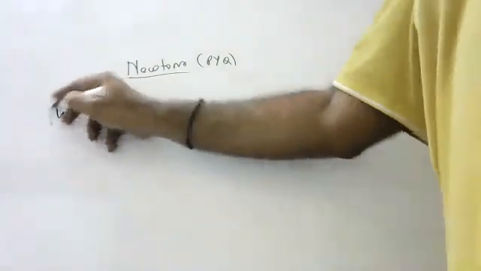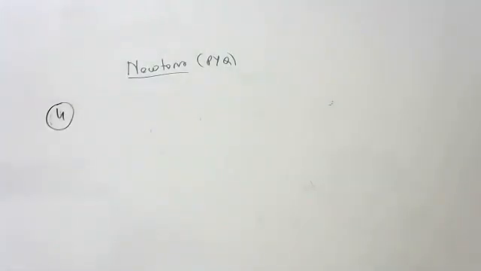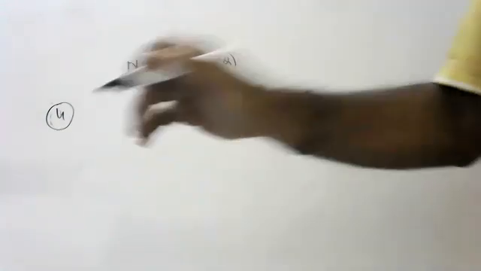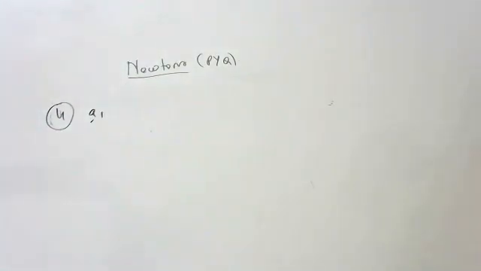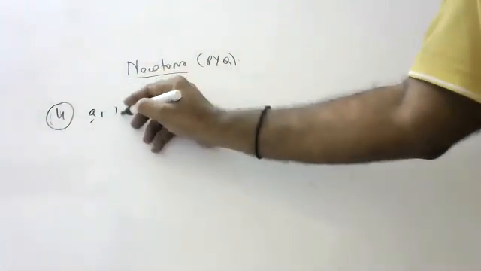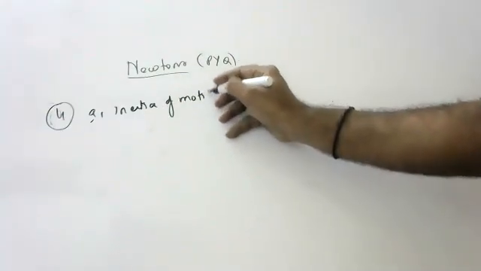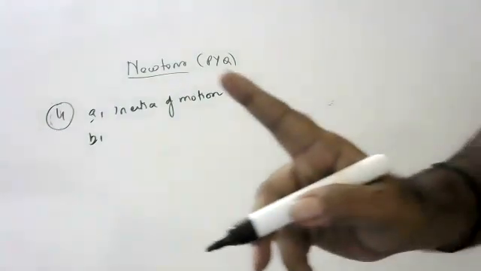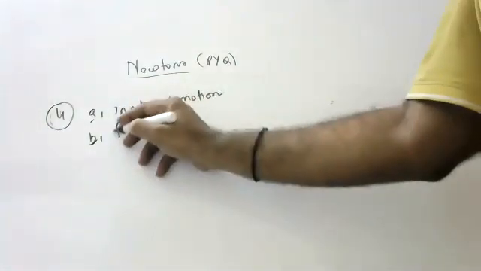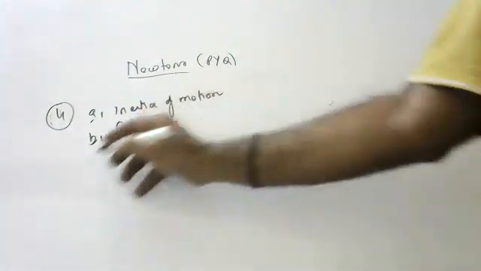Next, fourth question. Name the property of bodies to resist a change in their velocity. Anyone? What is the property to resist the change in velocity? Inertia of motion. Inertia of motion is the resistance to change in velocity. What is the relationship between force and acceleration? He is asking. F is equal to ma.